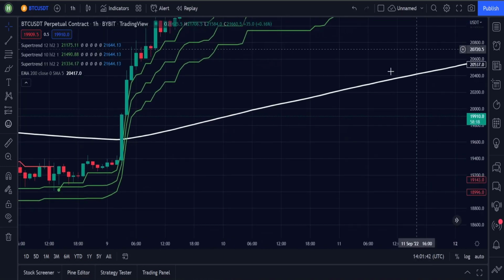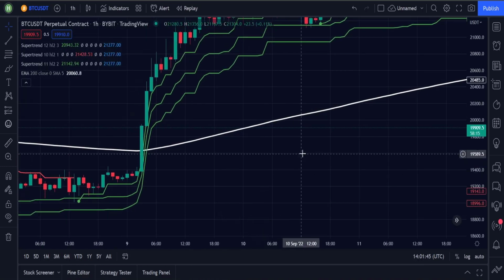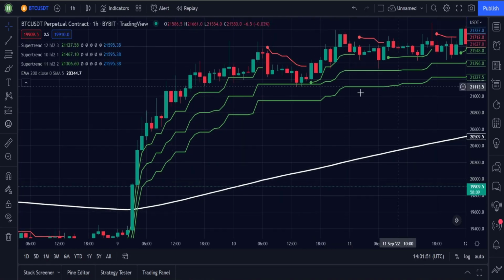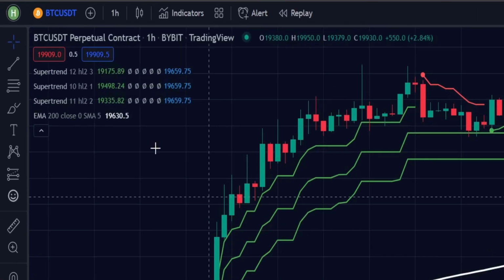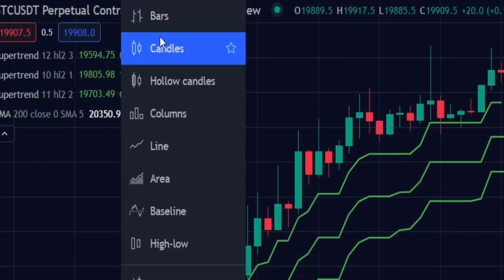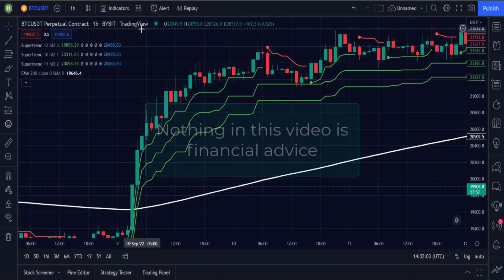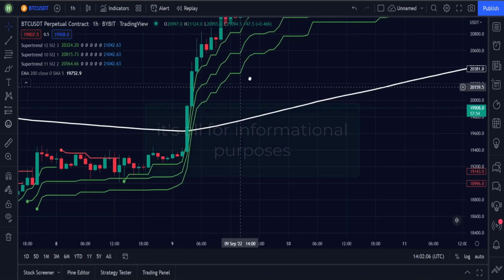Hi everybody, today I am going to show you guys a super trend indicator strategy for day trading that's going to blow your mind. It uses 3 super trend indicators and 1 exponential moving average indicator. We're going to be using 1-hour time frame and regular candles. Disclaimer, nothing in this video is financial advice, it's all for informational purposes.